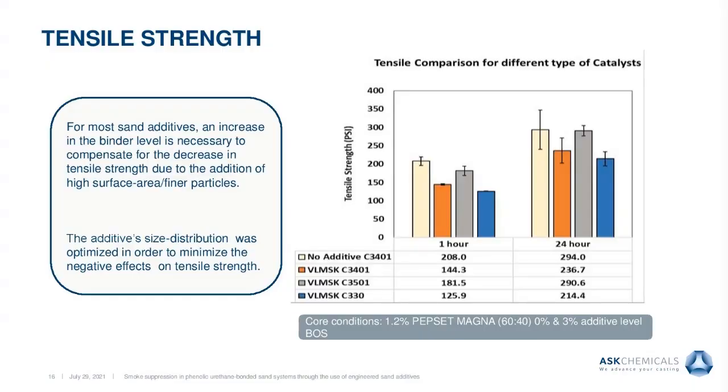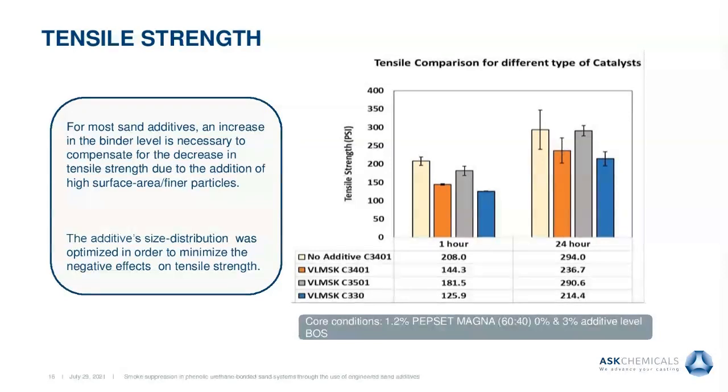So let's look at each of them. Starting with the tensile strength, it is well known that for most sand additives, because they are finer powders with high surface area, there could be a reduction in tensile strength. That's why when you develop a sand additive, you have to do quite a bit of homework on adjusting the distribution so it's less detrimental to the tensile strength.